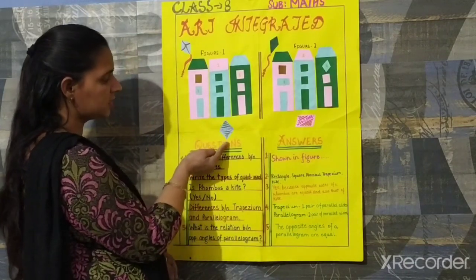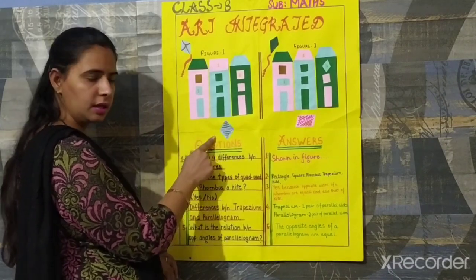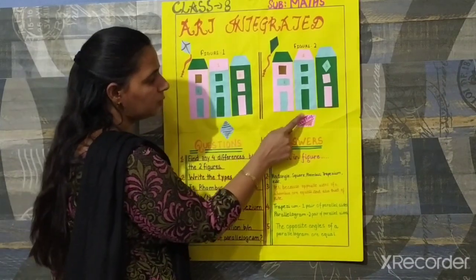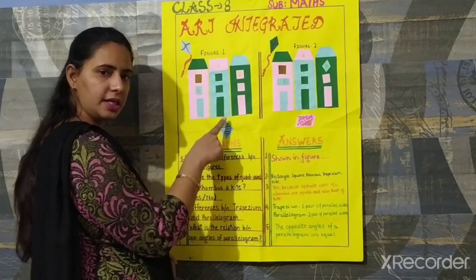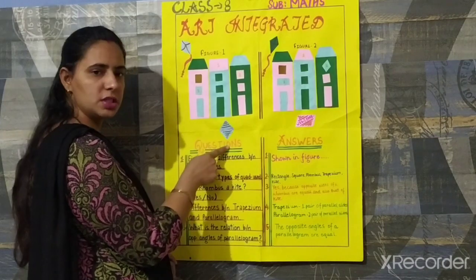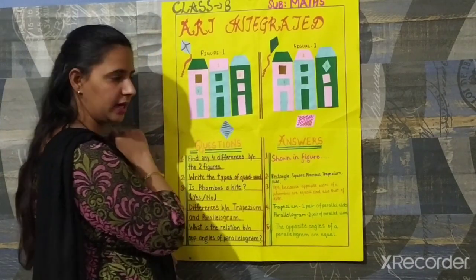In a rhombus, opposite sides are parallel and equal. All sides are equal and opposite sides are parallel. In a parallelogram only opposite sides are parallel and equal. In a rhombus, all sides are equal and both pairs of opposite sides are parallel. But in a parallelogram only opposite sides are equal and parallel.